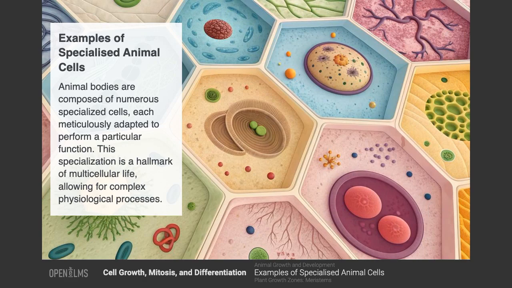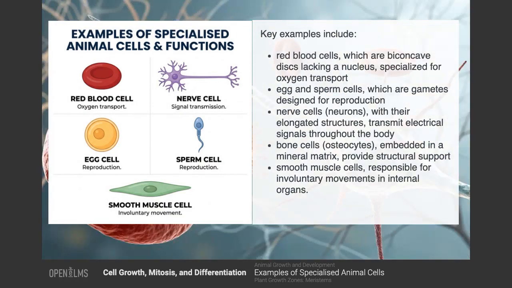Examples of specialized animal cells. Animal bodies are composed of numerous specialized cells, each meticulously adapted to perform a particular function. This specialization is a hallmark of multicellular life, allowing for complex physiological processes. Key examples include red blood cells, which are biconcave discs lacking a nucleus, specialized for oxygen transport. Egg and sperm cells, which are gametes designed for reproduction. Nerve cells, neurons, with their elongated structures, transmit electrical signals throughout the body. Bone cells, osteocytes, embedded in a mineral matrix, provide structural support. Smooth muscle cells, responsible for involuntary movements in internal organs.